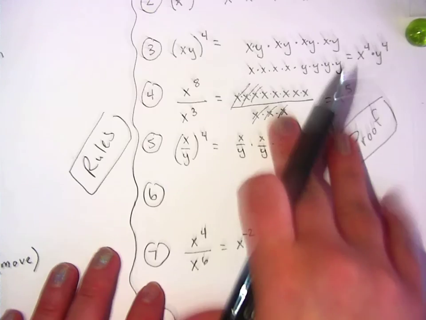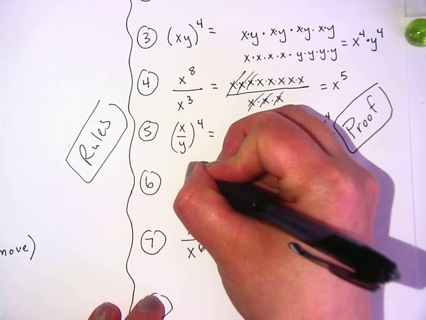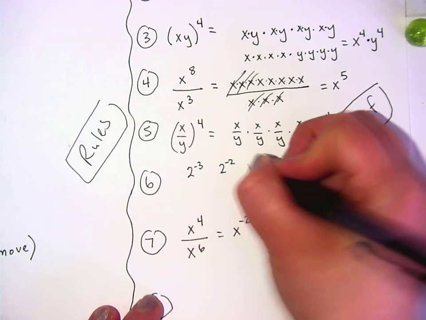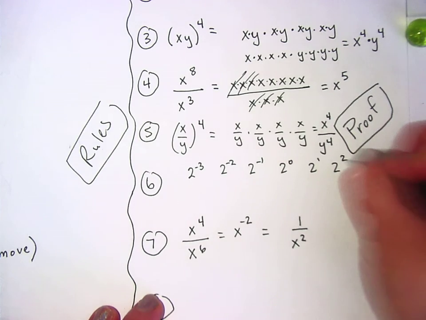Okay, now I'm going to go back to Rule 6 and explain why this is always 1. So I'm going to need you guys to write this out. Write down 2 to the negative 3, 2 to the negative 2, 2 to the negative 1, 2 to the 0, 2 to the 1, 2 squared, 2 to the 3rd.